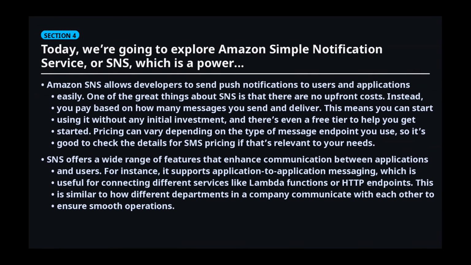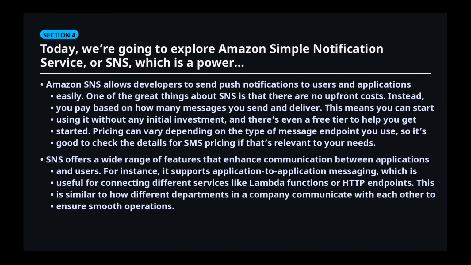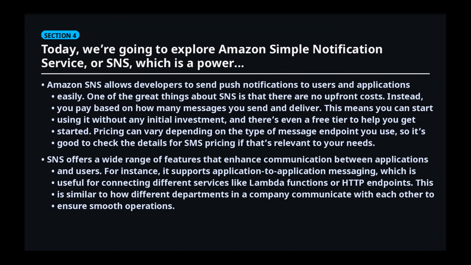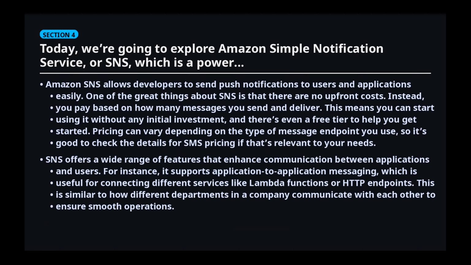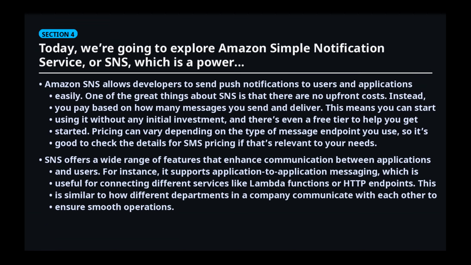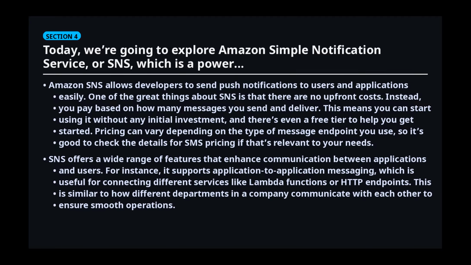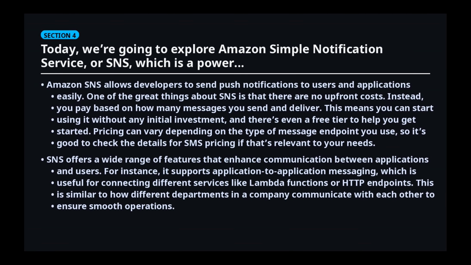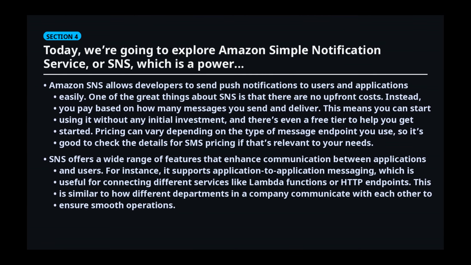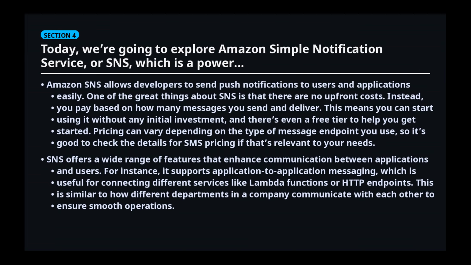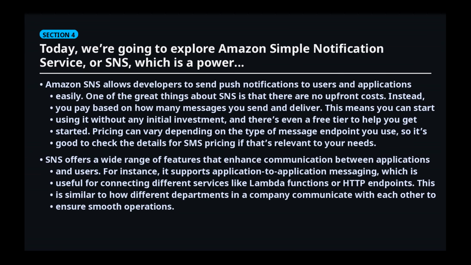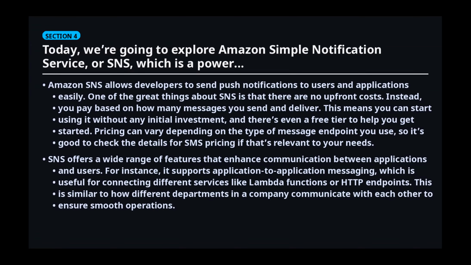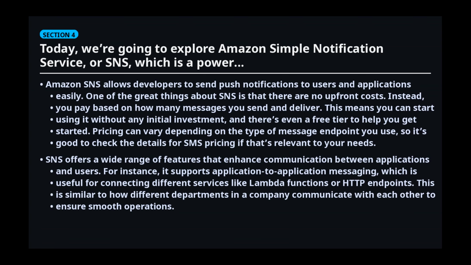SNS offers a wide range of features that enhance communication between applications and users. For instance, it supports application-to-application messaging, which is useful for connecting different services like Lambda functions or HTTP endpoints. This is similar to how different departments in a company communicate with each other to ensure smooth operations. In summary, Amazon SNS is a flexible and cost-effective solution for managing notifications and messages across various platforms.